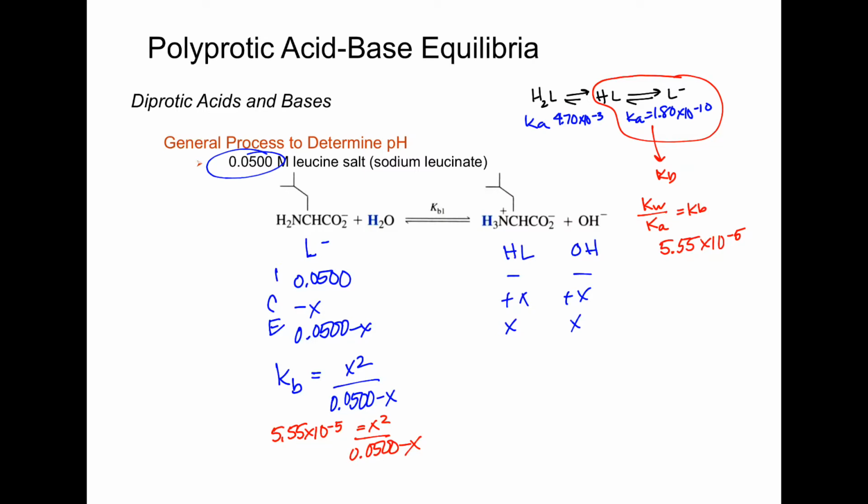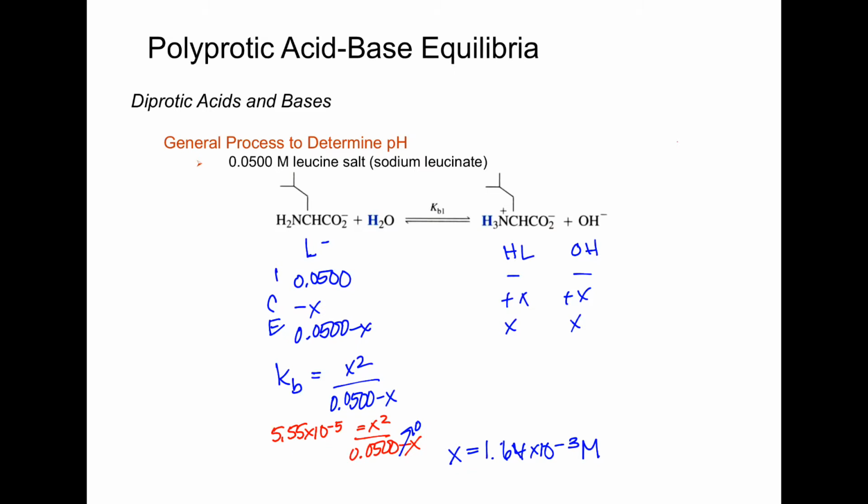Now the good news is that our Kb times 1,000 is less than our initial concentration. Remember, we usually mark initial concentrations as F, like the formal concentration. Because that is true, we can say that plus X or minus X essentially goes to 0. That makes it a lot easier. We don't have to use the quadratic. And when I solved this, I got that X was equal to 1.64 times 10 to the minus 3 molarity.